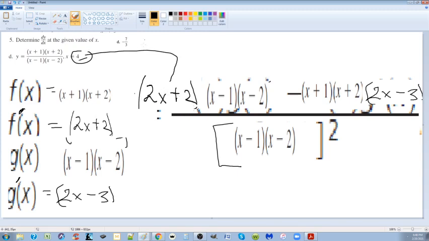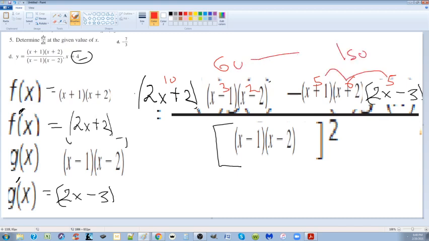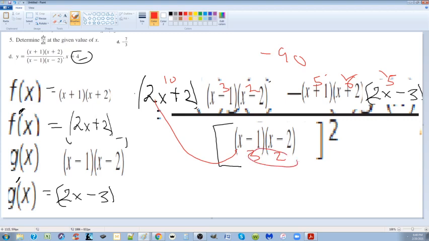So I'm going to solve each bracket in red, okay? 4 over and over again. That's 10, 3, 2, 5, 6, 5. 10 times 3 times 2, 60. 5 times 6 times 5, 150. 60 minus 150, negative 90. The top is negative 90. Bottom, easier. 4 minus 1, 3. 4 minus 2, 2. 2 times 3, 6. 6 squared, 36. Minus 90 divided by 36.